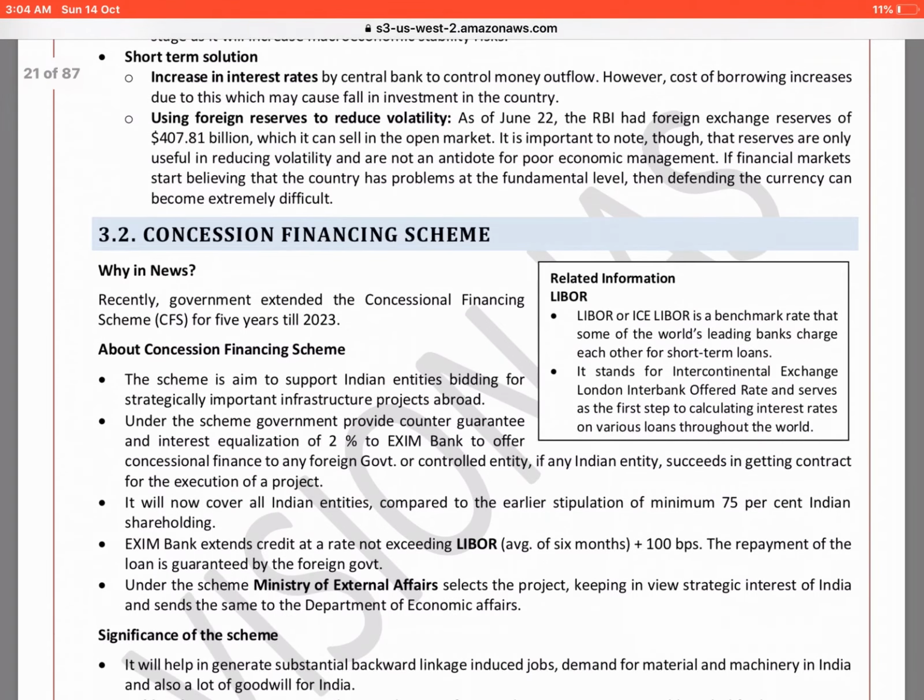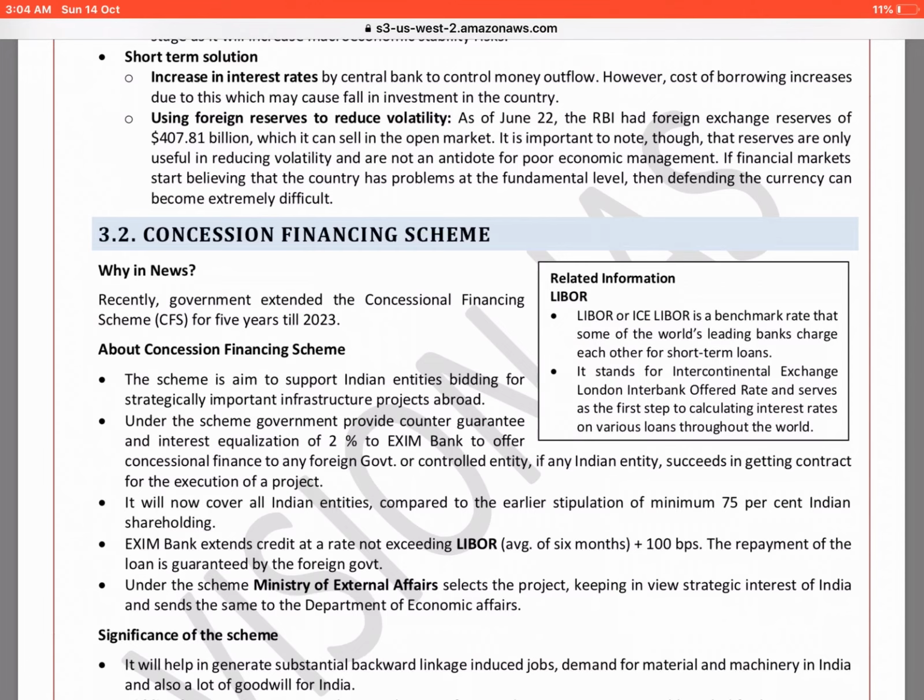Next is short-term solutions. So what are the short-term solutions? That is increase in interest rate by the central bank to control money outflow. So they are going to increase the interest rate on loans. By this the cost of borrowing will increase. Because the cost of borrowing will increase, the money supply will decrease, and hence inflation will be in control.